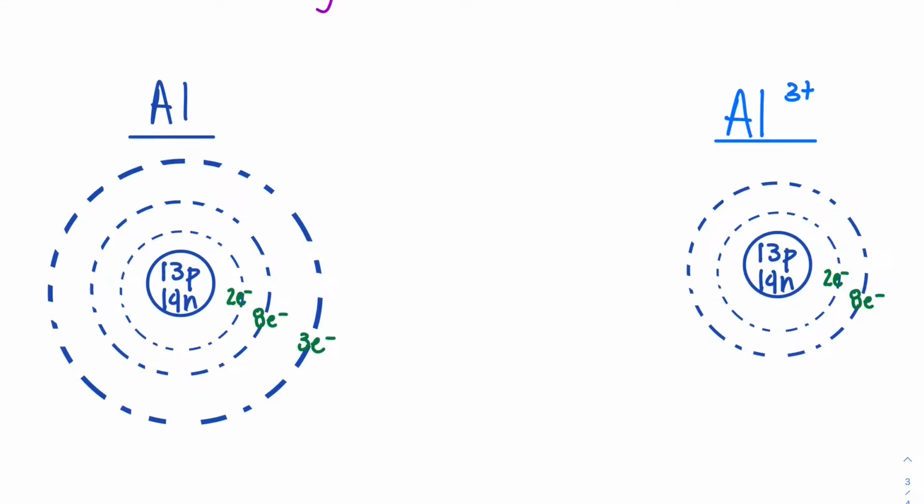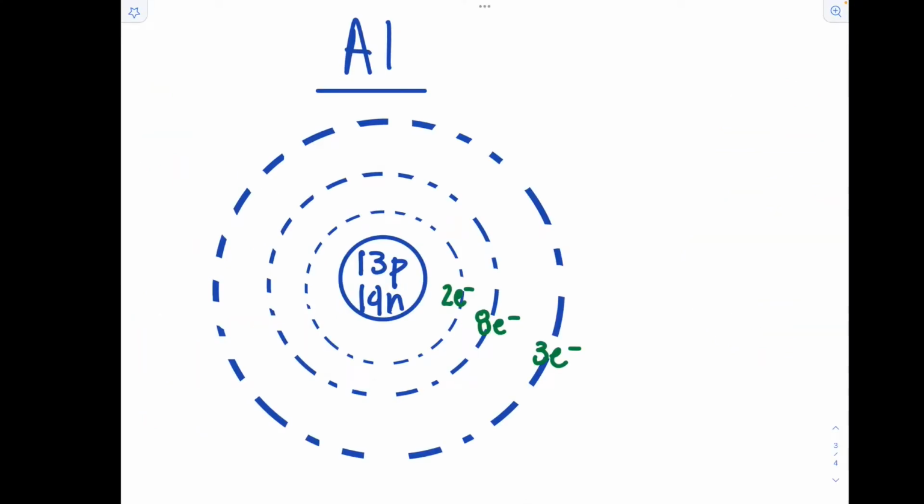This video will give you information on ionic bonding and how to write salt formulas. We are first going to look at what an ion is versus a neutral atom. Here I have a drawing of an aluminum atom that is neutral in charge.